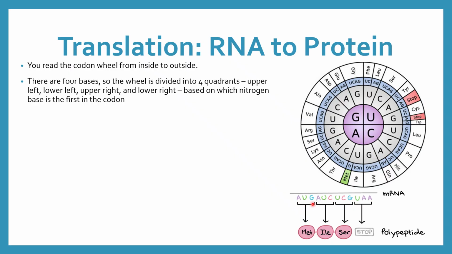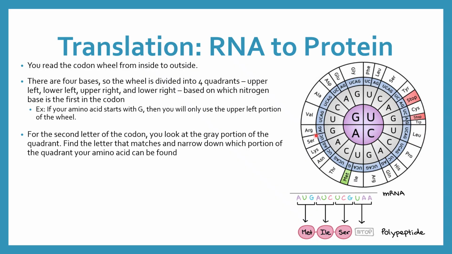So in this case, we have the codon AUG. The first letter is A. So when I look, I'm going to start in the middle with the large purple letters, and my first letter is going to correspond to A. That now tells me I'm somewhere in this lower left quadrant. Now, the gray in that quadrant represents the second letter in my codon. So in this case, that second letter is U.